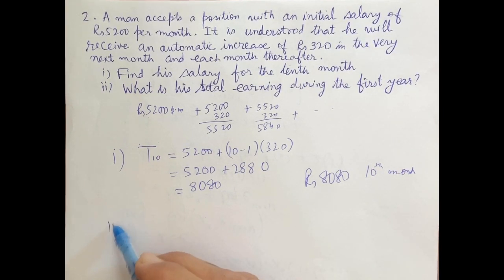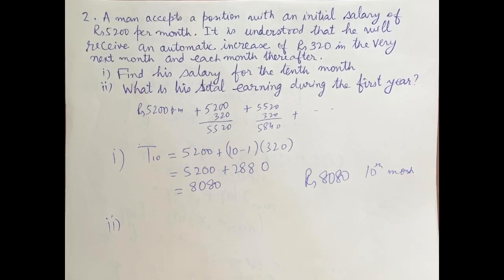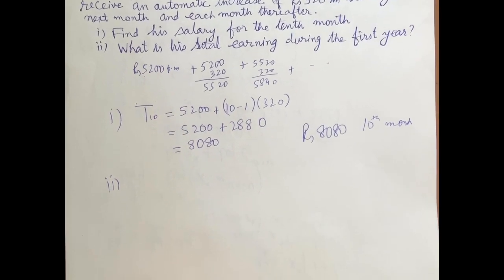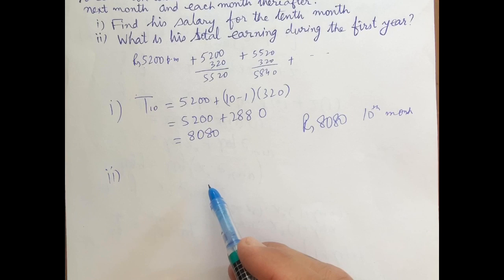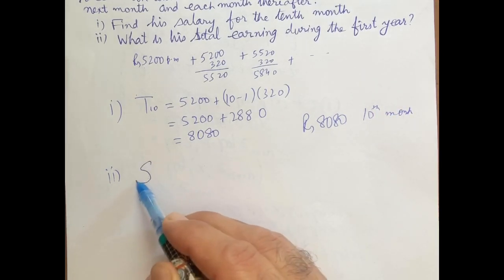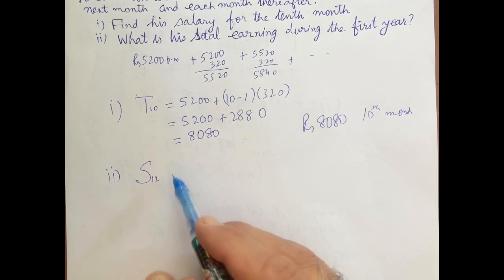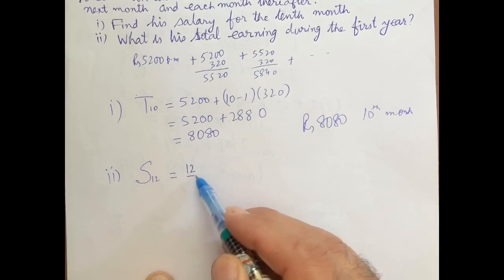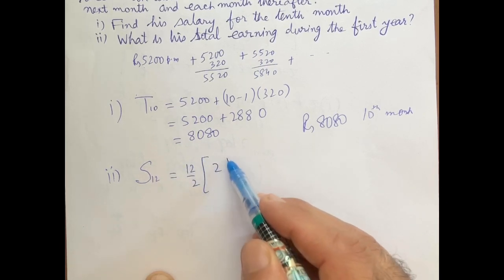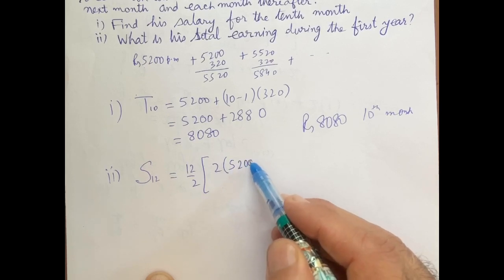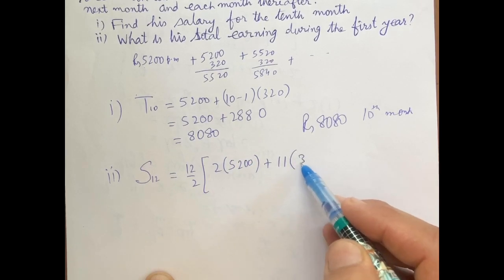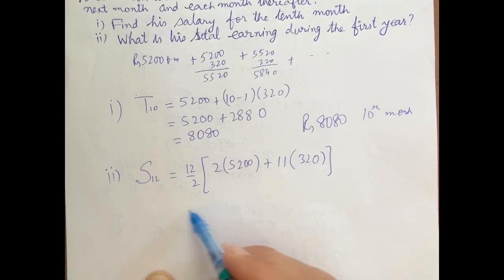Second part, we have to find his total earnings during the first year. So that means we have to find the sum of 12 terms of the series. So sum of 12 terms, 12 months in a year, this is 12 by 2 into 2 times a, which is 5200, plus 11 times d, d is 320.